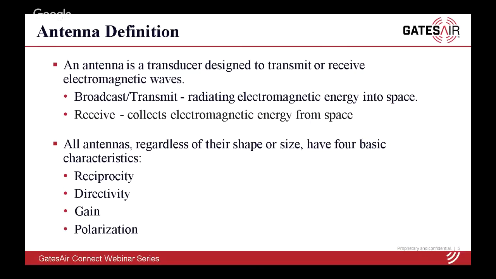Well, an antenna is basically a transducer designed to transmit and receive electromagnetic waves. So as we think about broadcast, we're going to radiate energy into space, and we're going to receive energy from space. When we look at antennas, all antennas, regardless of their shape and size, have four basic characteristics. One is reciprocity. Next one is directivity. Then we have gain, and then we have polarization.